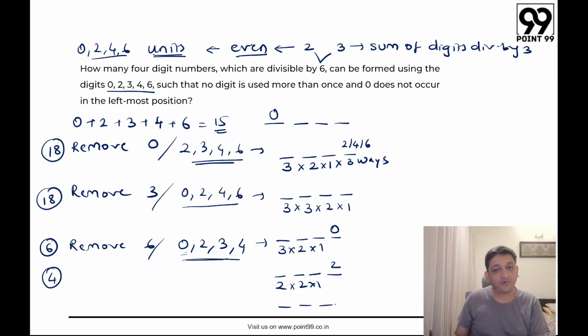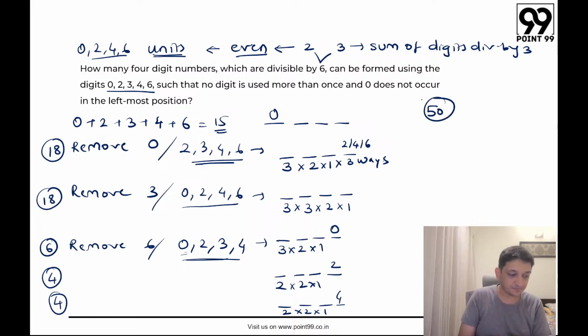Similarly, if I have 4 as the units place digit, again I cannot have a 0 here, meaning that this digit can be chosen in 2 ways. This has no restriction, so 2 places and 2 digits, which can be done in 2 into 1 ways. So again I'll get a 4 here. So 18 plus 18 is 36 plus 6 is 42 plus 4 is 46 plus 4 is 50, which should be my answer to this question. Right? So the answer to this one should be 50 in this case.